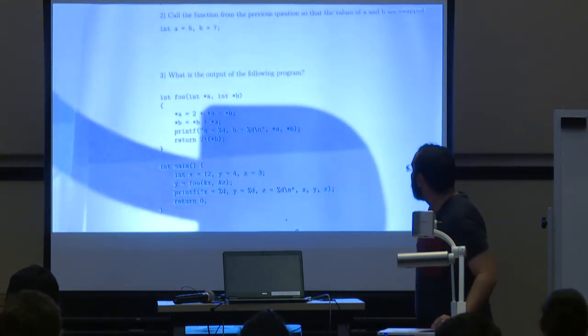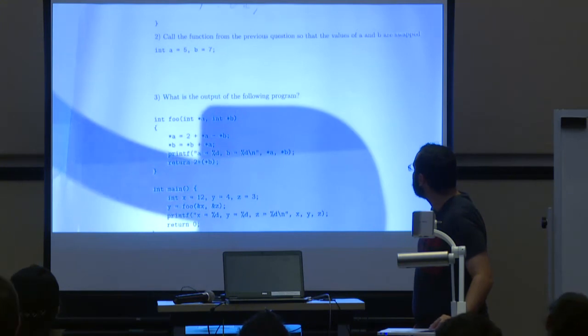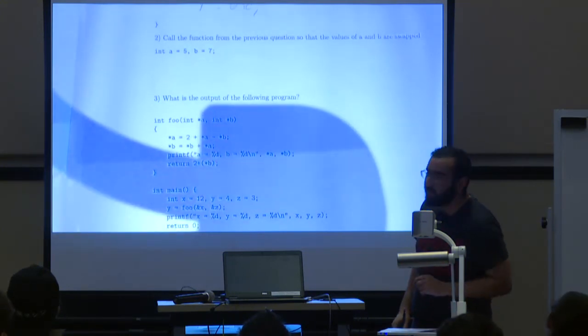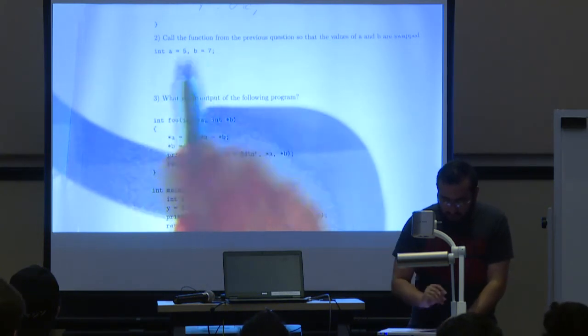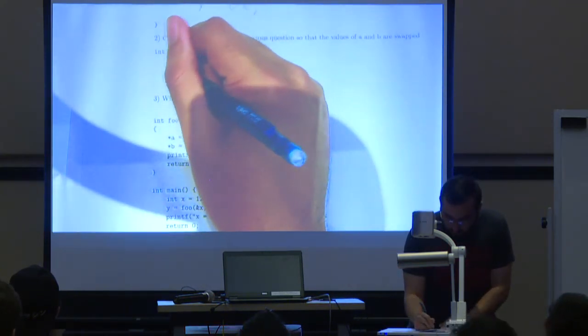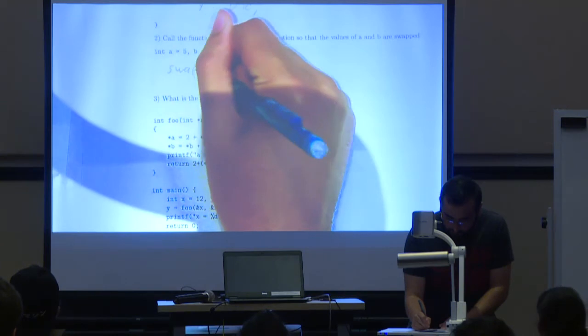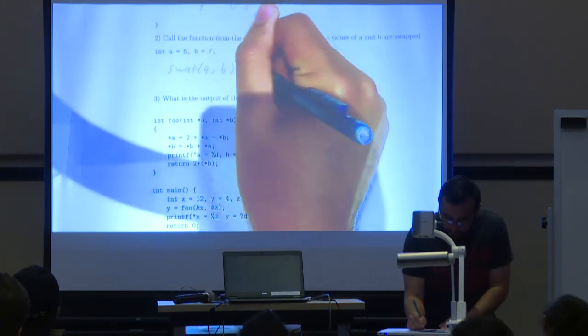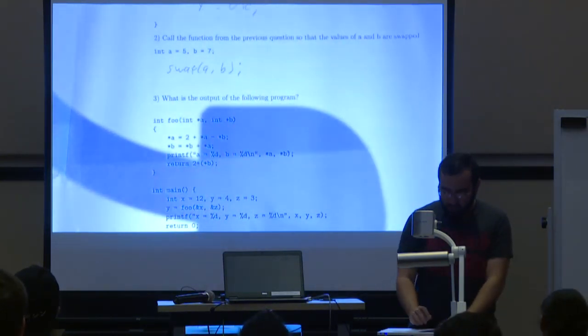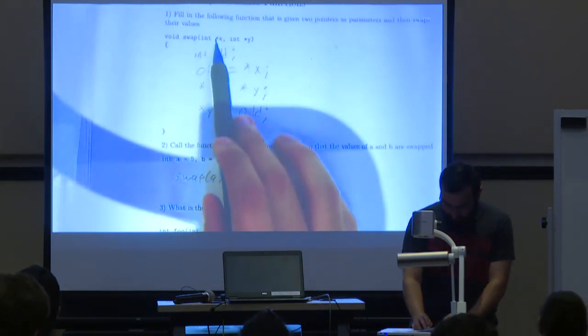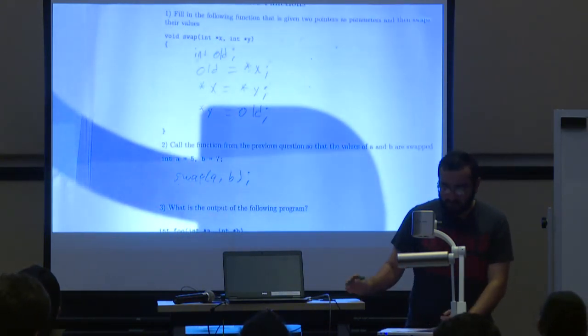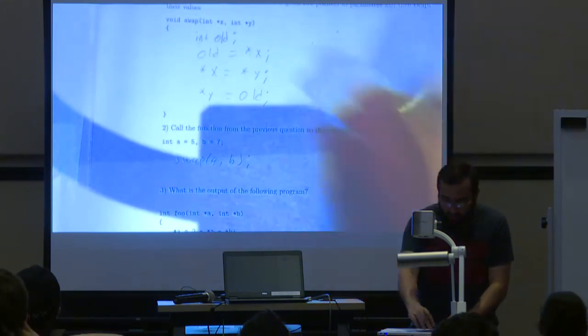So now we want to call the function from the previous question so that the values of a and b are swapped. So we have a here and b here. If I just call swap a and b, we have a mismatch of data types, right? First of all, a and b are integers. The swap function up here needs integer pointers as arguments.